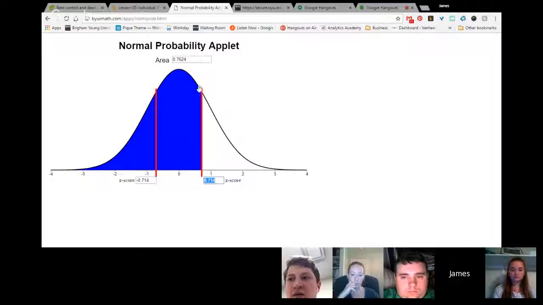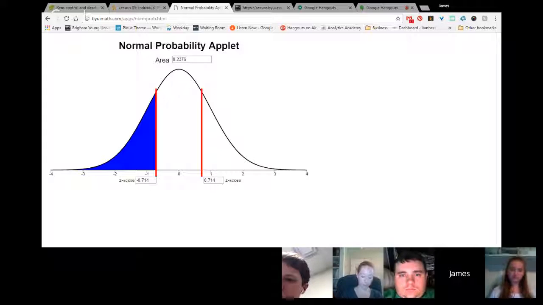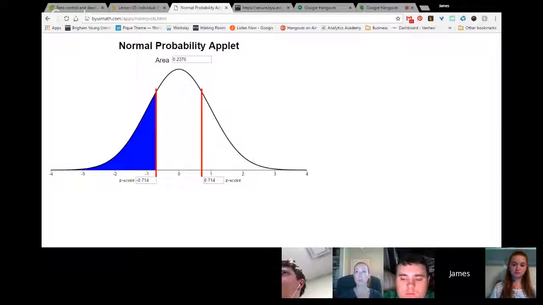Guys, the short way to do this is to just subtract 0.7624 from 0.2376, which is 0.5248, which is about 0.525. That makes so much more sense.